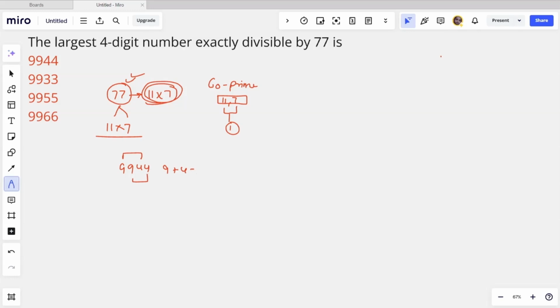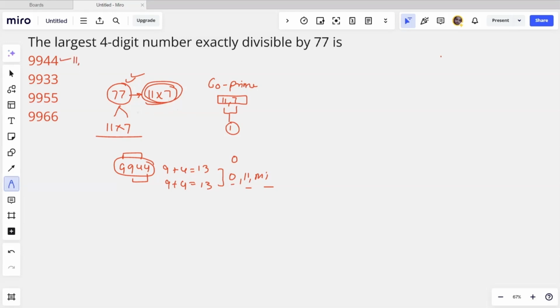9 plus 4 is equal to 13. Even position digits 9 plus 4 is equal to 13. If the difference is 0, 11 or a multiple of 11, it means this particular number is completely divisible by 11. As we know, 13 minus 13, the difference is 0. It means this particular number is completely divisible by 11.